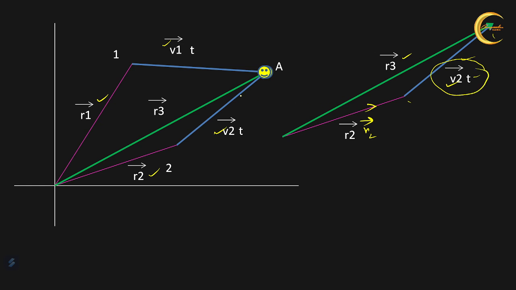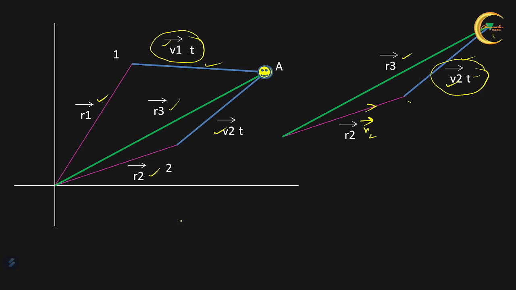Also, this particular vector line is V1 into t. Now I think everybody can understand. This resultant vector is R3. For R1 and the V1 t vector, the resultant vector is R3. So this R3 resultant vector is common to the R1 and V1 t vectors, and also the R2 and V2 t vectors.